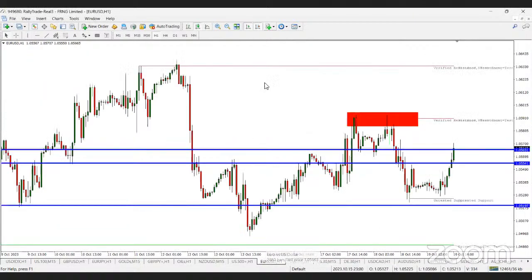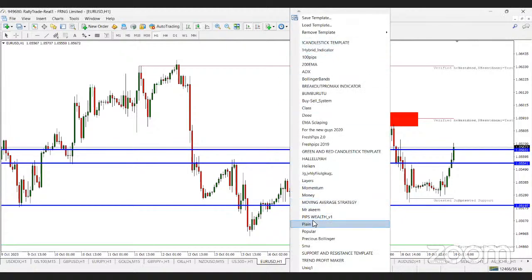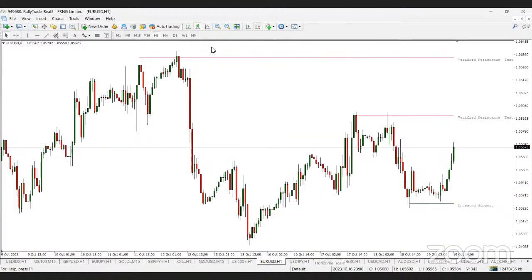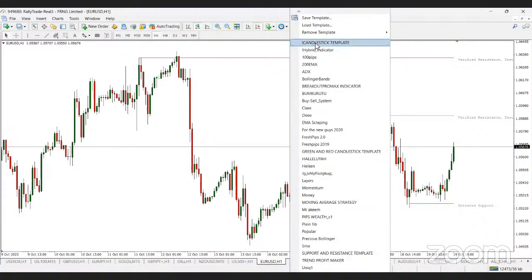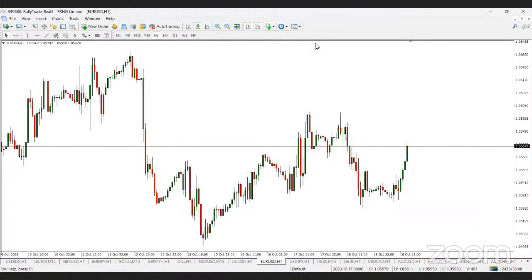This is Euro USD. Oh, Euro USD hits our buy stop and take profit in the morning. Okay, so this is Euro USD. And as you look at Euro USD like this, let's look at the trend of the market. Let's not even use my normal support and resistance template. Let's use a normal plain template.